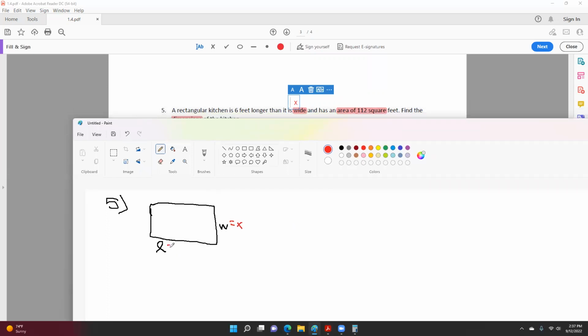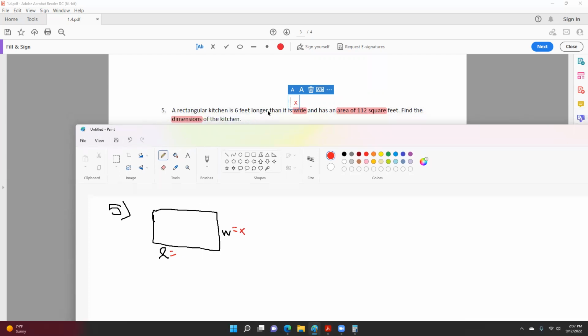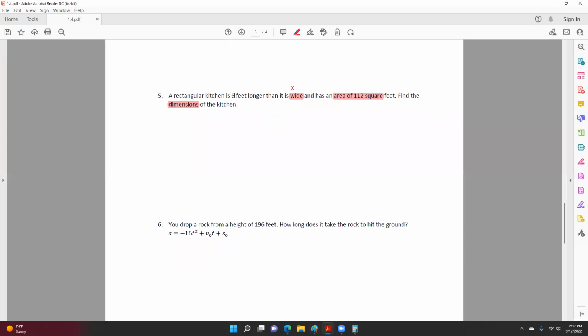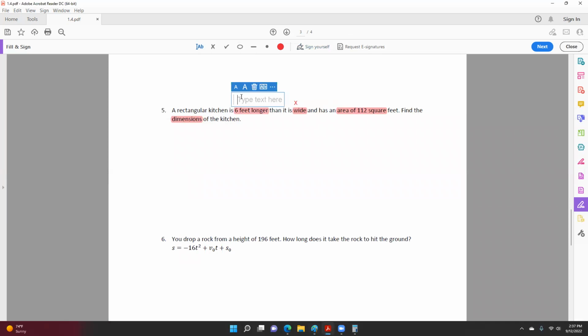Your length in this case will be 6 feet longer than its width. So when you say 6 feet longer, it means you add 6. So this will be X plus 6. This is how we figure out how to put the expression when you have this kind of word problem.